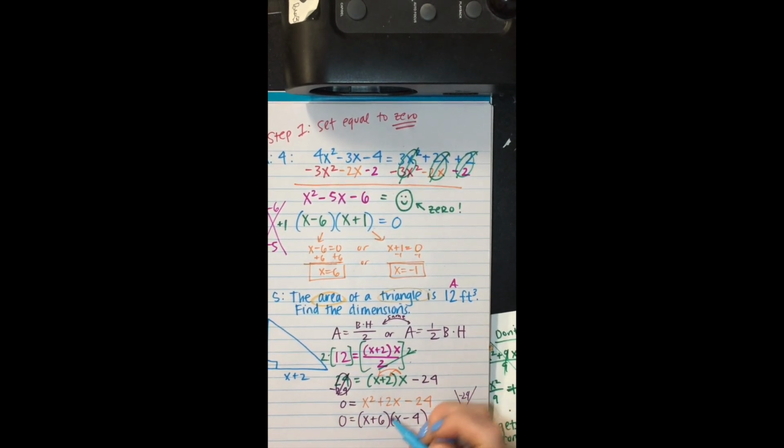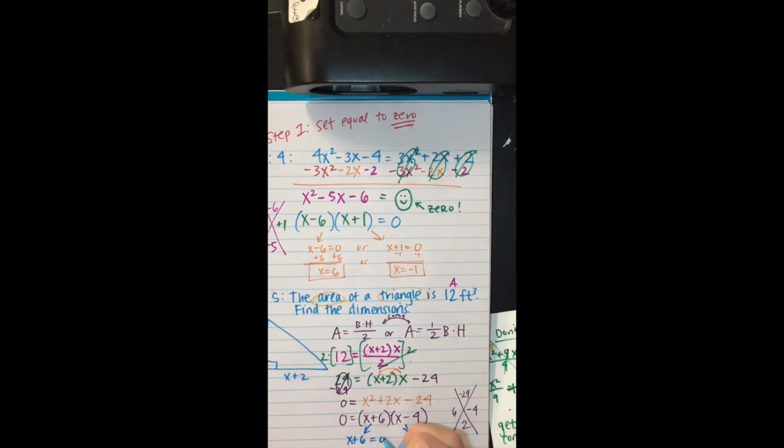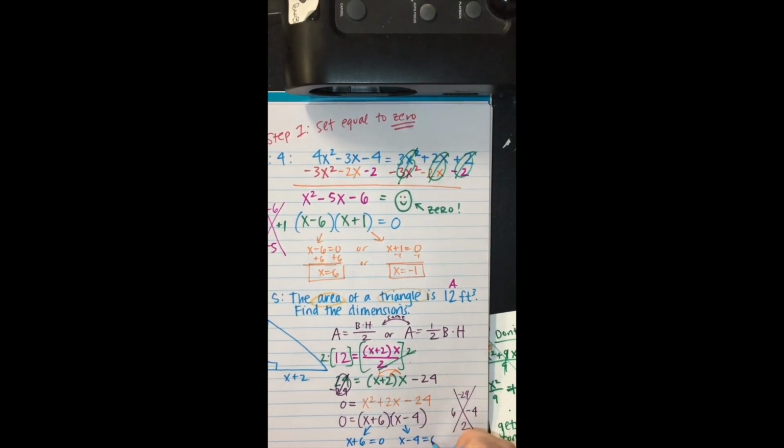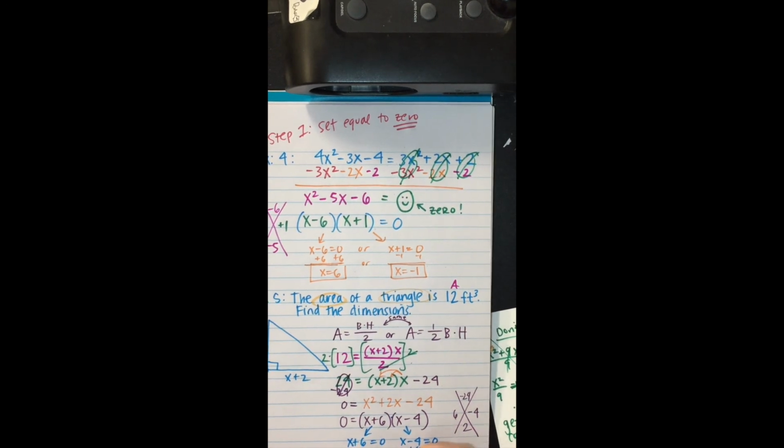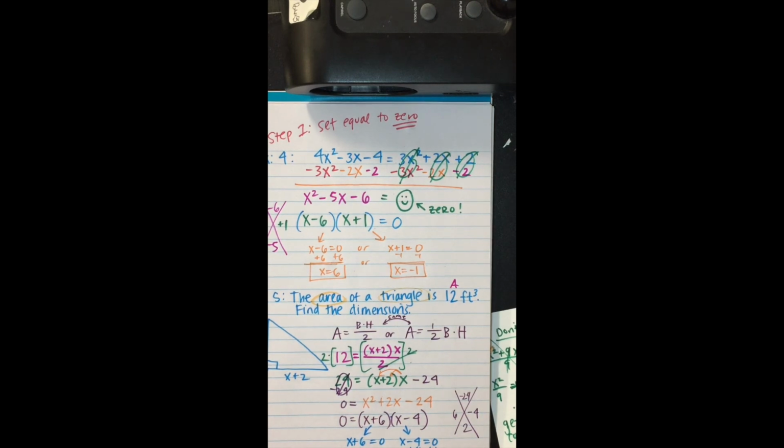Zero product property, I have my product, so I write my two equations. X plus 6 equals 0, x minus 4 equals 0. Subtract 6, x equals negative 6. Add 4, x equals 4. Okay, we're not done quite yet. You have to think a little bit here. So x is either equal to negative 6 or 4.